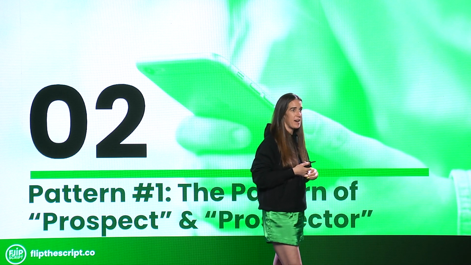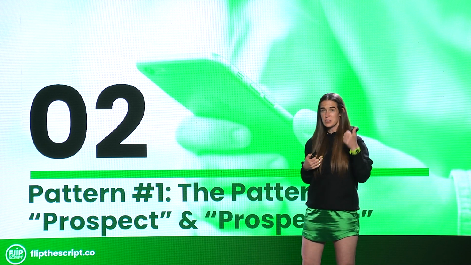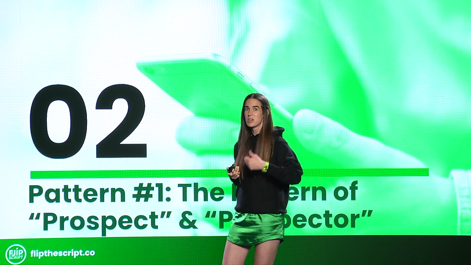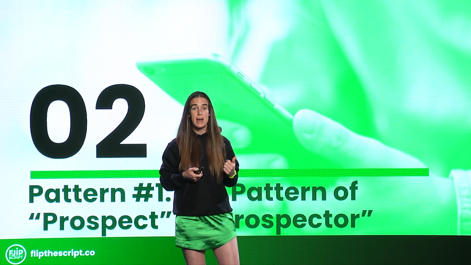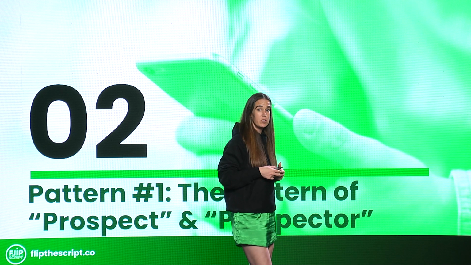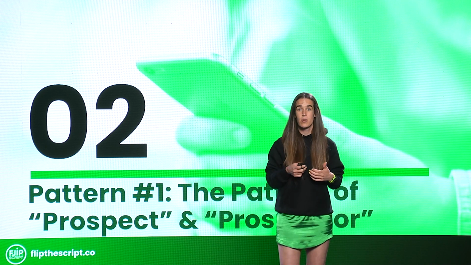So in terms of the patterns, again, the 3 patterns are: a pattern between a prospect and a prospector, a typical pattern between a buyer and a seller, and then a pattern between a child and parent ego state that's going out to play.